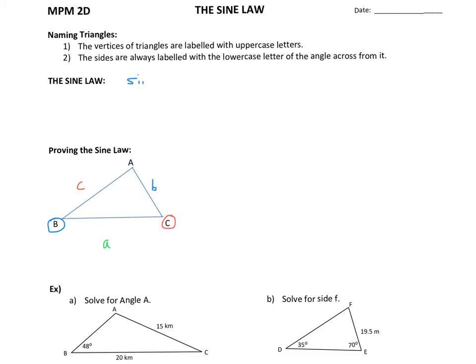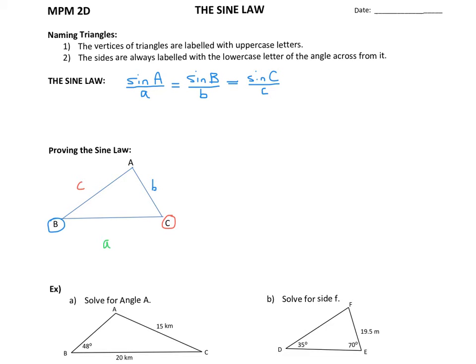We can take the sine of an angle in a triangle, and if we divide it by the side length across from that, that ratio is equivalent to taking the sine of a different angle in the triangle and dividing it by the side across from it. And that is also equivalent to the sine of the third angle in the triangle divided by the side across from it. So let's talk about this and how we're going to prove it.